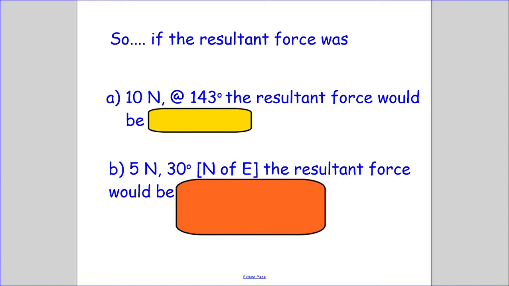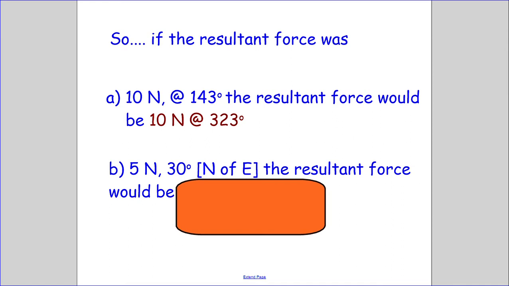So, if the resultant force was, say, 10 newtons at 143 degrees, what do you think the equilibrium force would be? Okay, I have a force that's pushing 10 newtons at 143 degrees. Well, the equilibrium force, remember, has to be the same in magnitude, so the same 10 newtons, and it's going to have to be exactly the opposite of 143. Well, what's the opposite? The opposite is 180 degrees more. So, 10 newtons at 323 degrees is going to produce equilibrium.